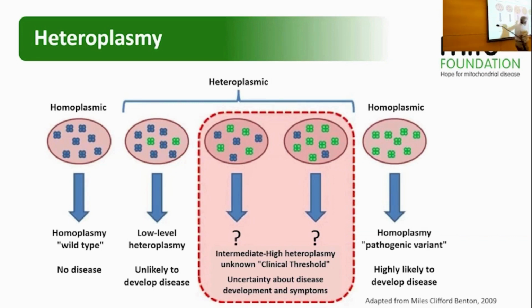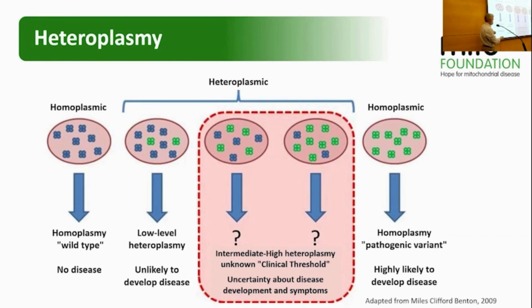And the other extreme, which is quite common in, for example, Leber's hereditary optic neuropathy, is that every mitochondrial DNA in the cell and in the body has been changed. So this is now homoplasmic for what we call a pathogenic variant, meaning something that causes pathology. So it's a disease-causing variant. And for most conditions, that status means that someone is very likely to develop disease.